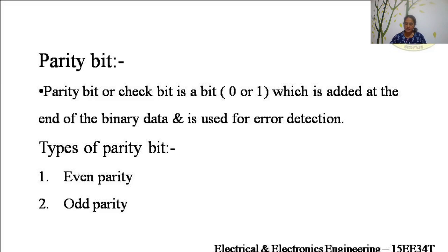when we transmit data, there is a possibility that the data sent may be corrupted by the noise in the communication channel, and hence the received data may be different from the original data sent. Hence, we need to detect the error and correct the error. This error detection is performed by this parity bit. Types of parity bit. We have two types of parity.